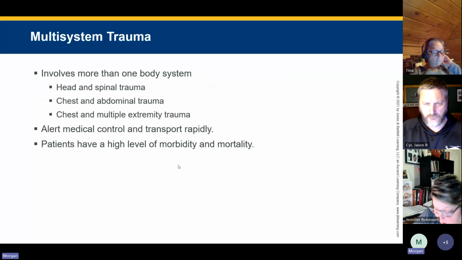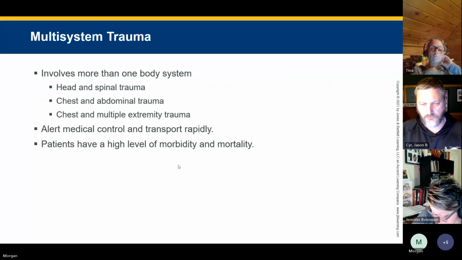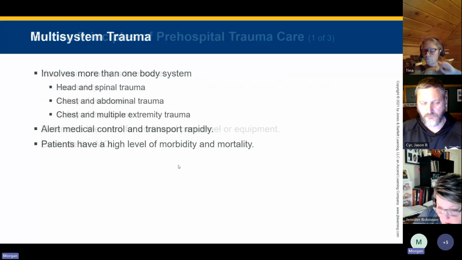So alert medical control and transport. As soon as you have any of this, call a quote unquote trauma alert so they can get their radiologist, or if they have surgeons on call, so they can start fixing these people. Or find out if DART or MED flight is flying and get them in there. Multi-system trauma patients have a higher level of morbidity and mortality, just because of the extent of their injuries.